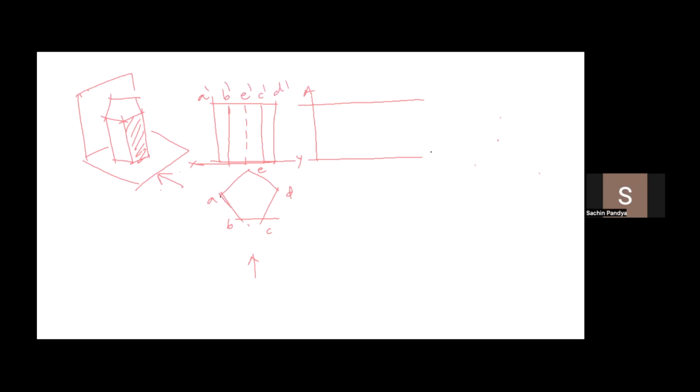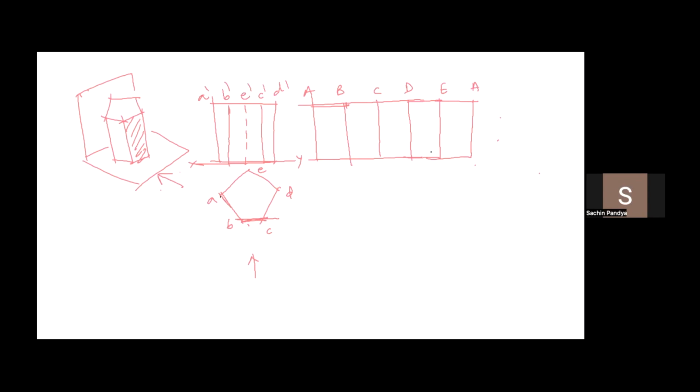How much is A to B? The distance is 20. So from A to B, you'll cut 20. How much is B to C? 20. You cut 20. How much is C to D? 20. How much is D to E? 20. How much is E to A? 20. So this is how you'll cut 5 times.